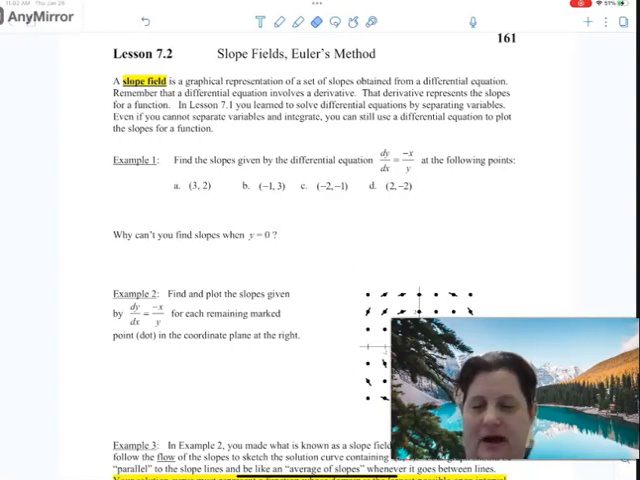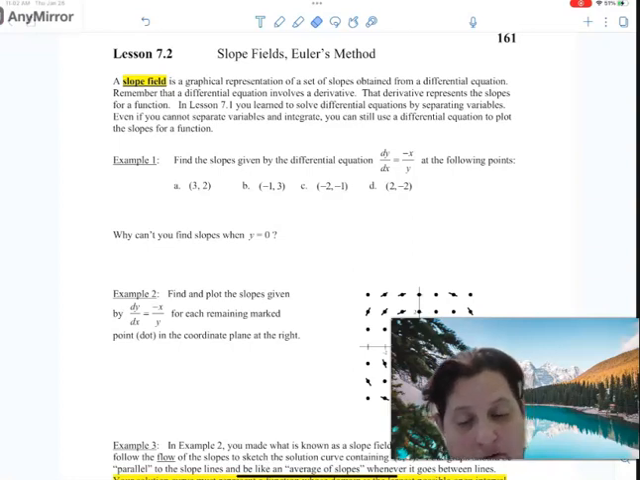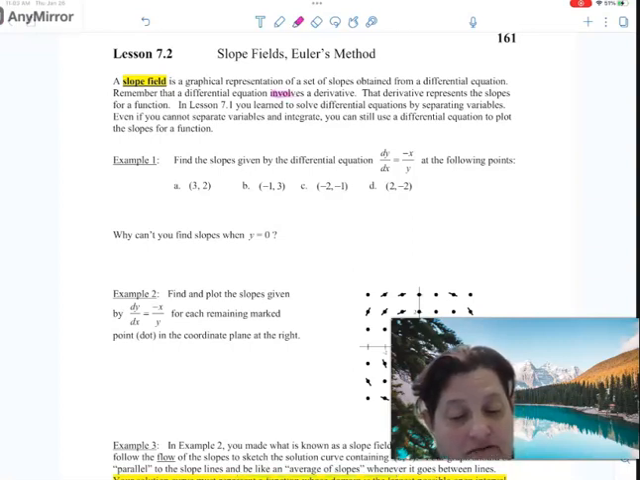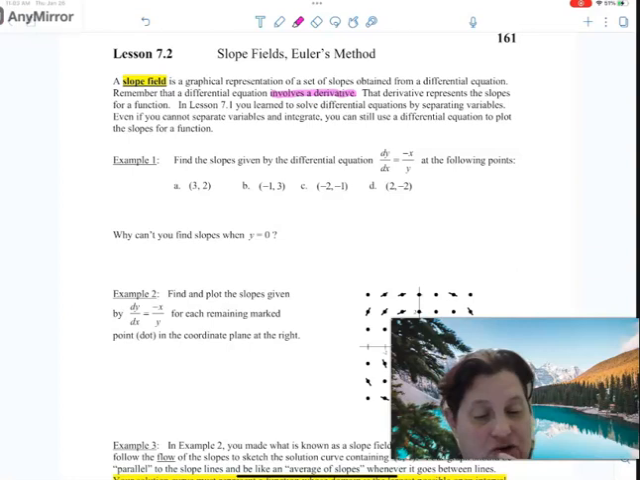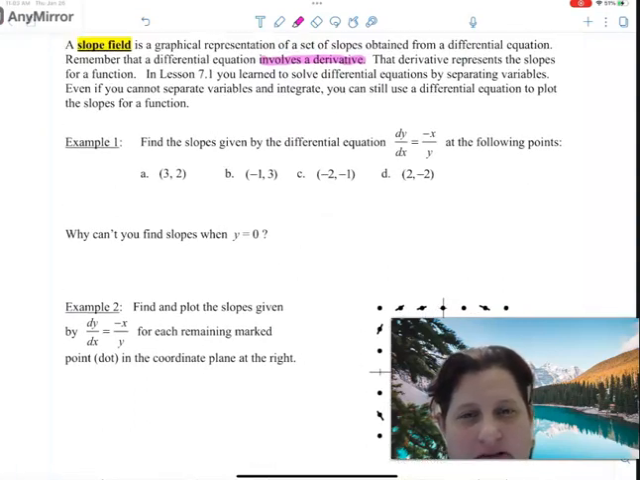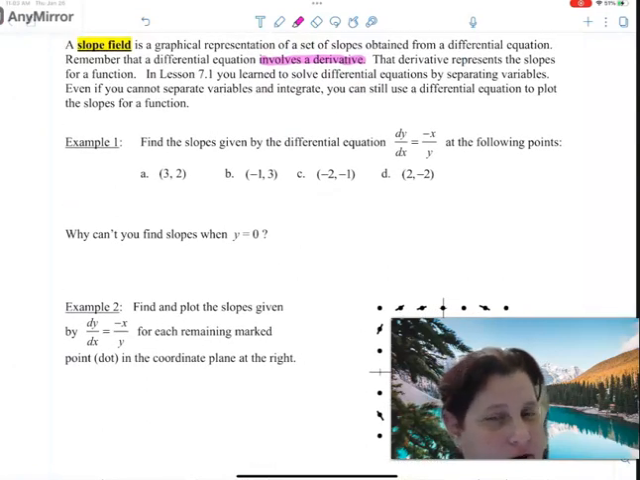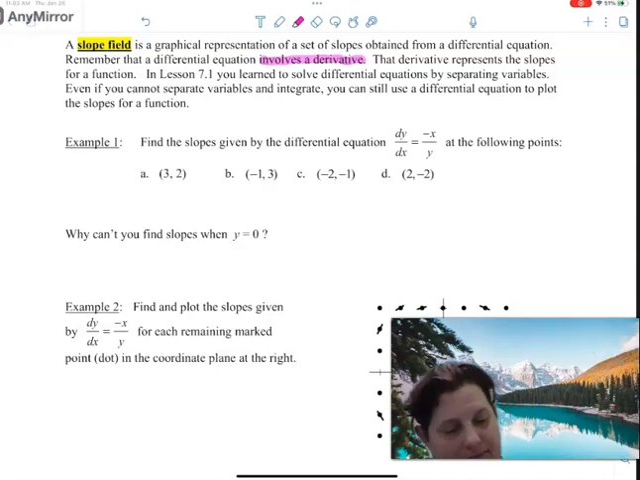Slope fields are a graphical representation of a set of slopes attained from a differential equation. A differential equation is an equation that involves a derivative. That derivative represents all the slopes of a function. In last time's lesson, we learned about solving differential equations by separating the variables. But even if you can't separate the variables, you can still use a differential to plot the slopes. Okay, so check this out, all right?